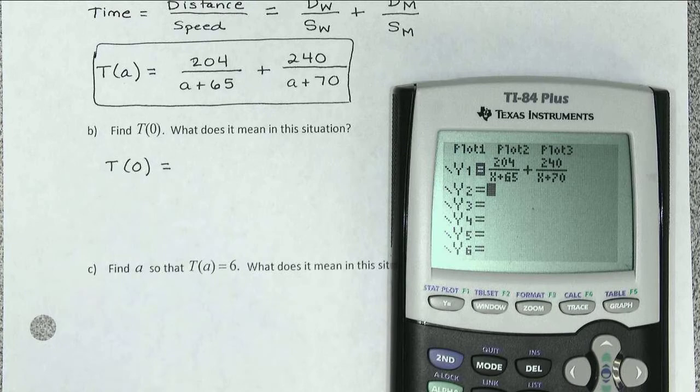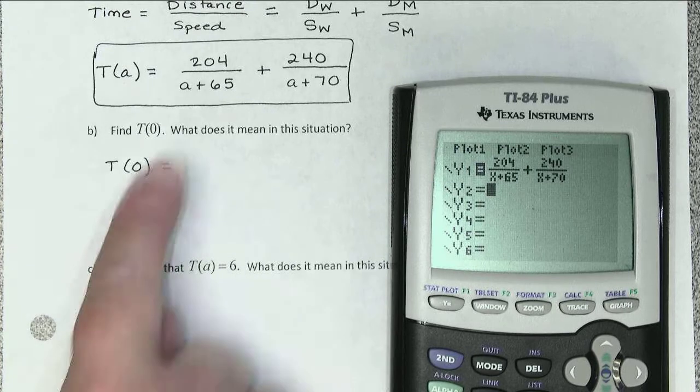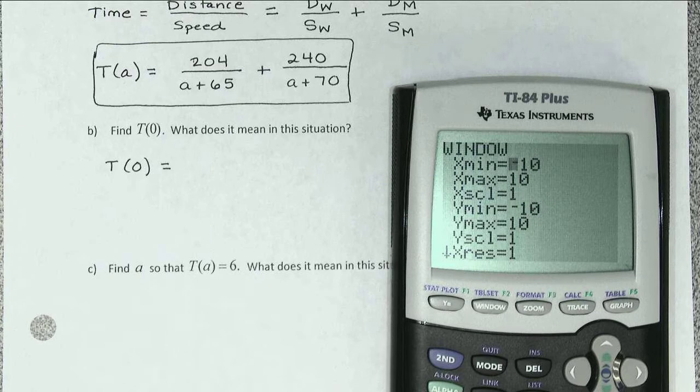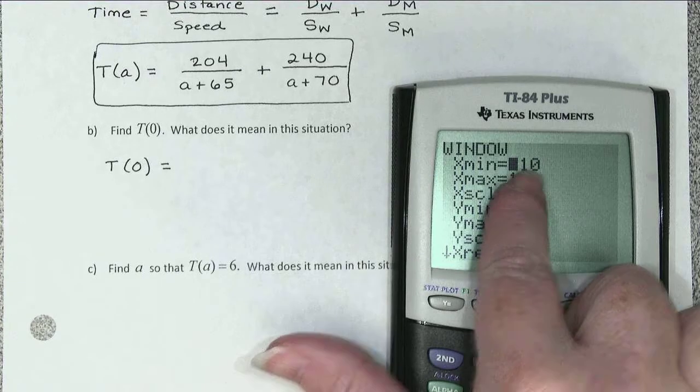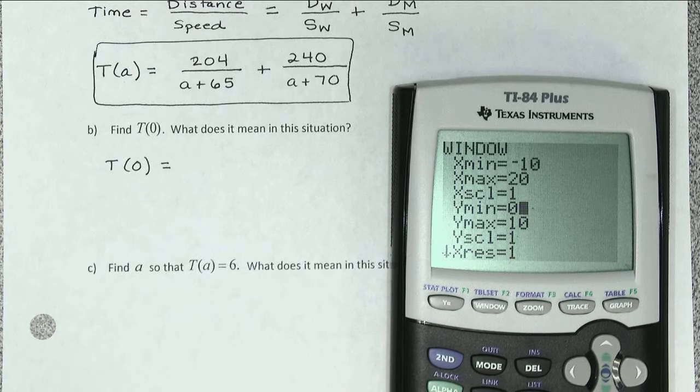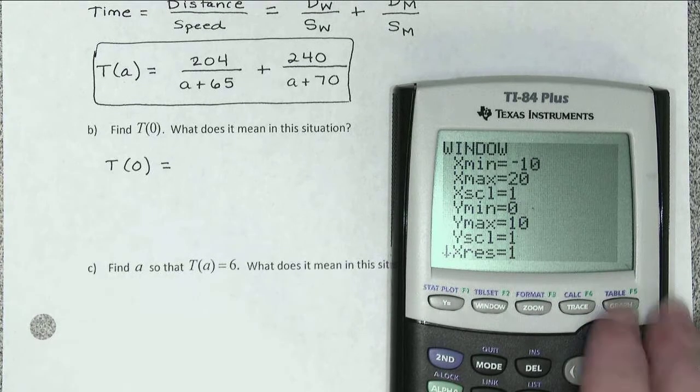Now keep in mind our x or a value is just how much we're exceeding the speed limit by. So when I think about my window, I could go less than the speed limit, so maybe -10. And let's say we don't want to go crazy here. Maybe we would never go more than 20 miles above the speed limit, hopefully not that much, right? And the y value is the time it's going to take to make this drive. I have to have a positive time, so I'll start at 0. I certainly don't think it'll take more than 10 hours, so I'm comfortable with that. Here we go.